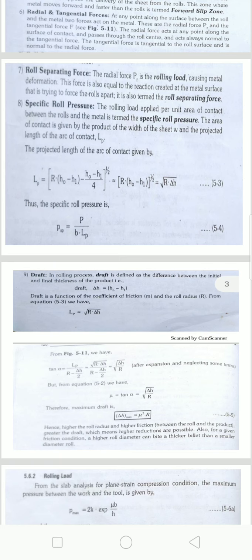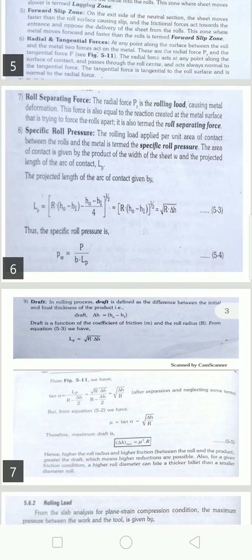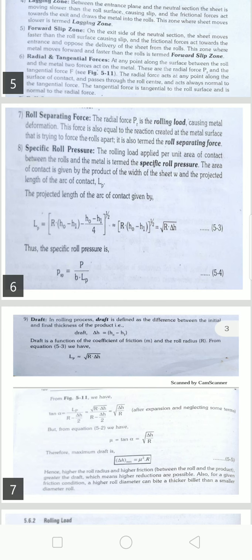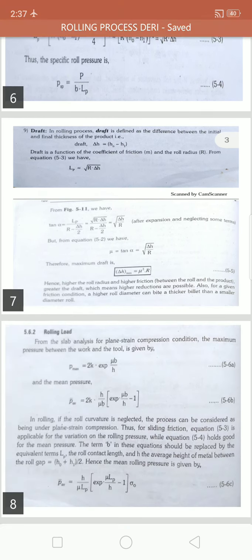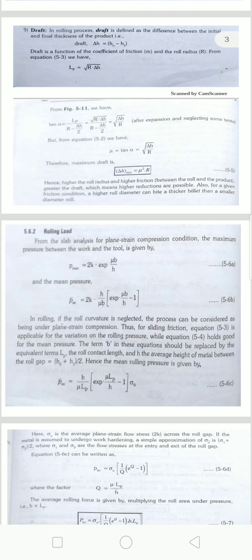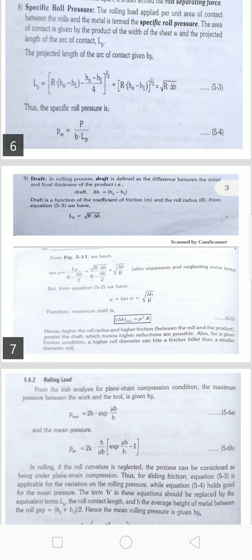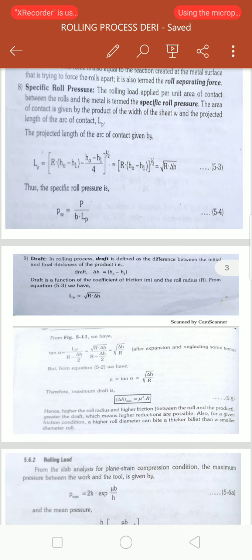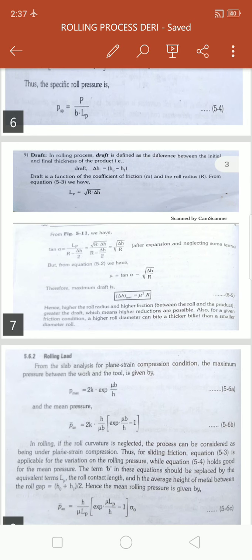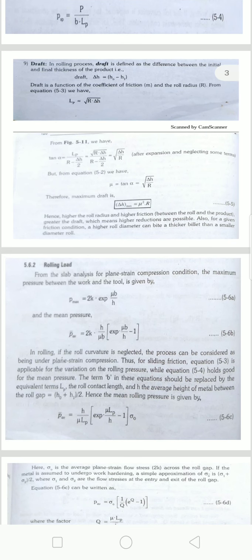Therefore from this equation we conclude that the higher the roll radius, the higher the friction, the greater the draft, which means higher reductions are possible for a given friction condition. A higher roll diameter can bite a thicker billet than a small diameter roll. So therefore mu plays a vital role in the equation.